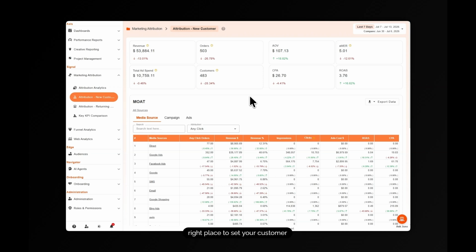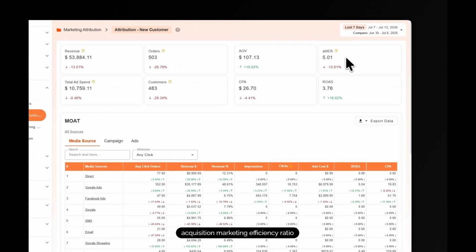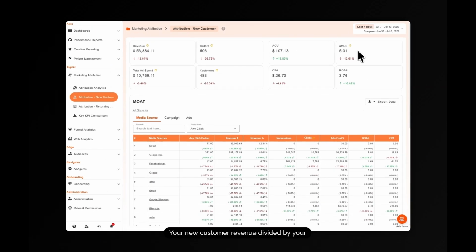That makes it the right place to set your customer acquisition cost targets and to see which channels are actually growing your customer base instead of just reselling to people you already have. At the top, 8 cards give you the summary: revenue, orders, and average order value for new customers only, total ad spend and customers acquired, cost per acquisition, your cost per new customer order, return on ad spend, new customer revenue divided by ad spend, and acquisition marketing efficiency ratio, your new customer revenue divided by your total ad spend.